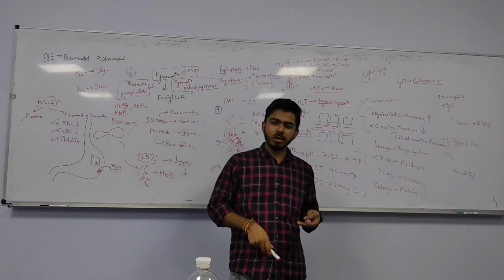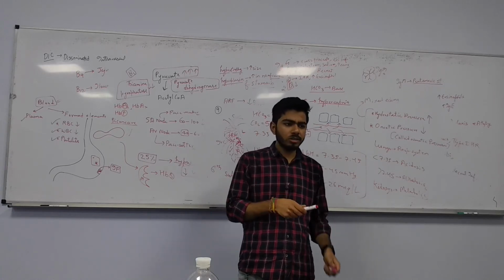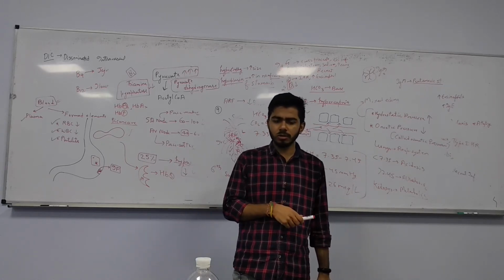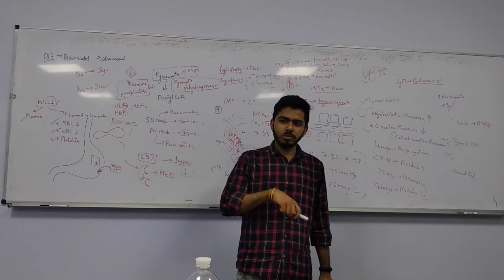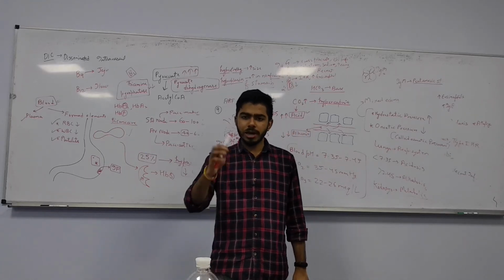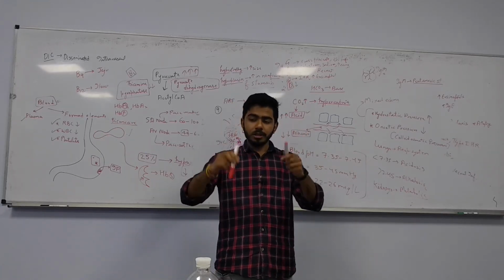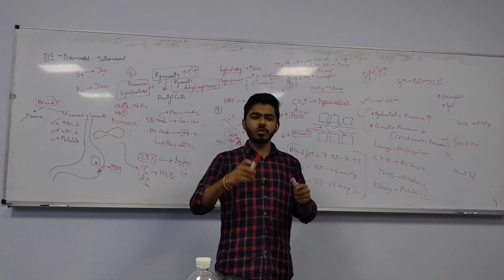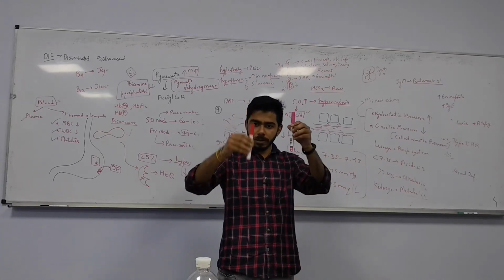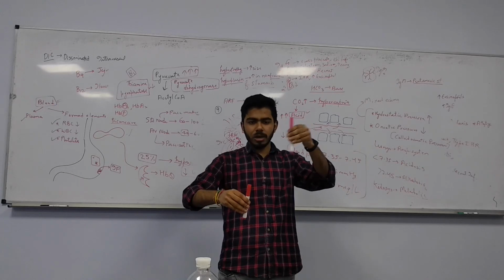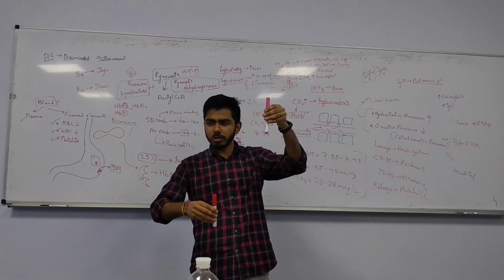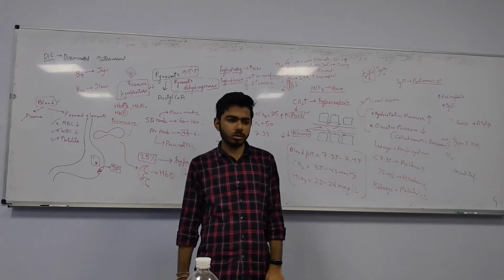Let's take a different example: diarrhea. In diarrhea, am I talking about lungs? No. Metabolic or respiratory? Metabolic. Acidosis or alkalosis? This will be acidosis. Why? Because in diarrhea, you are losing the base. If you are losing the base, comparatively the acid content will be higher inside your blood circulation. It will be a case of metabolic acidosis.